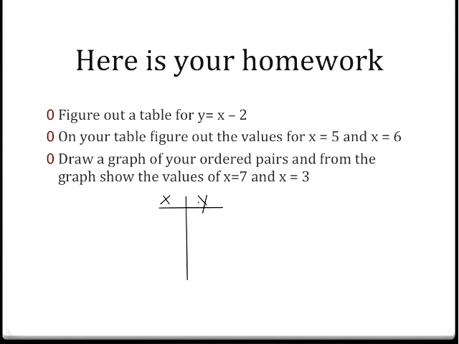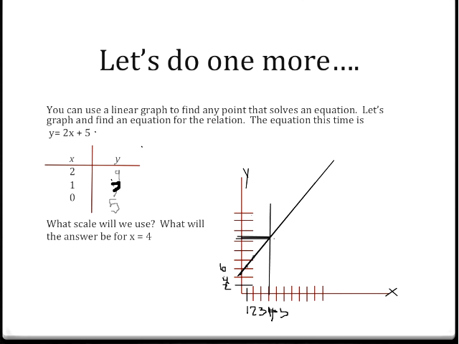Then I want you to draw a graph of your ordered pairs on a really, really neat graph, and I want you from the graph to show the values, what's going to happen when x equals 7 and when x equals 3. And what I want you to do, and guys, I'm going to come back to it, is exactly what we did here. All right, is mucking about with drawing the lines from, so you can see that right here, what Stephen and Jared did. It wasn't me doing all of this, it was Stephen and Jared.